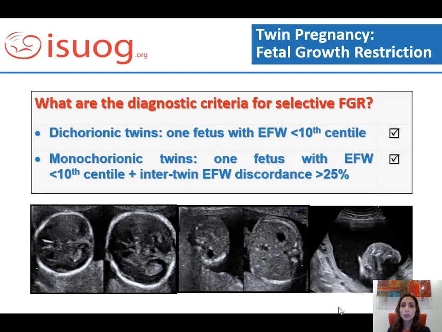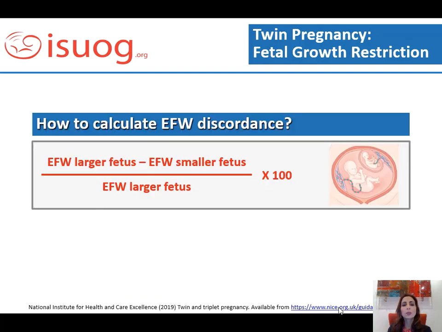While in monochorionic twins, it's not just enough to have one baby with estimated fetal weight less than 10 centile, but also in addition to that, we need to have estimated fetal weight discordance of 25% or more. So how do we calculate the estimated fetal weight discordance? It's very simple. So the estimated fetal weight of the larger twin minus the estimated fetal weight of the smaller twin divided by the estimated fetal weight of the larger twin, and then we multiply by 100 to get a percentage.